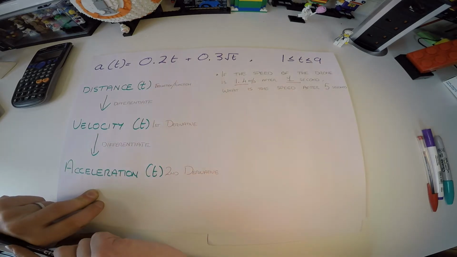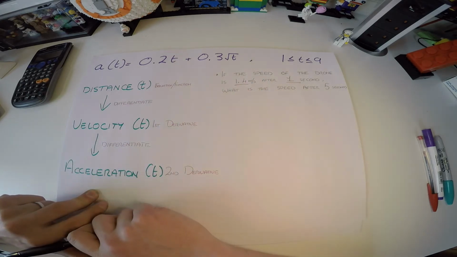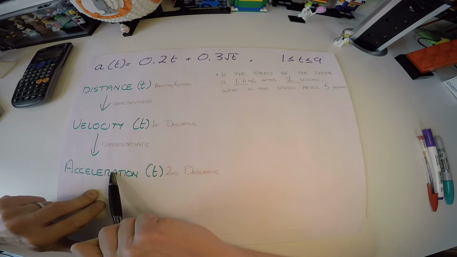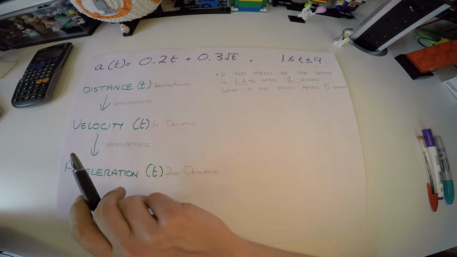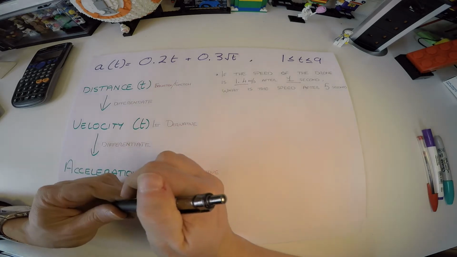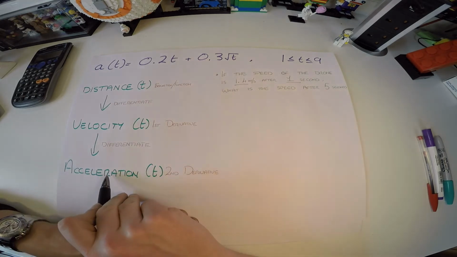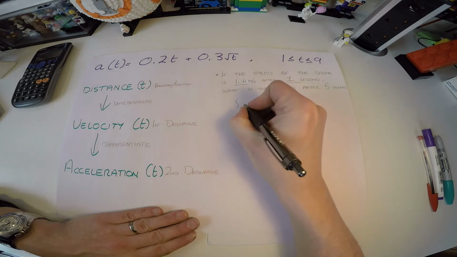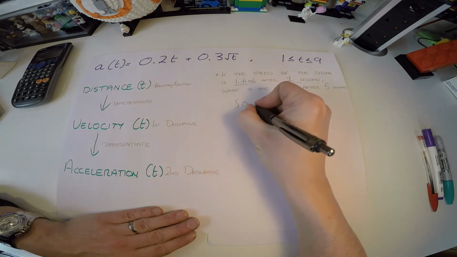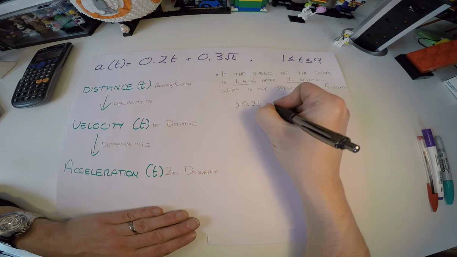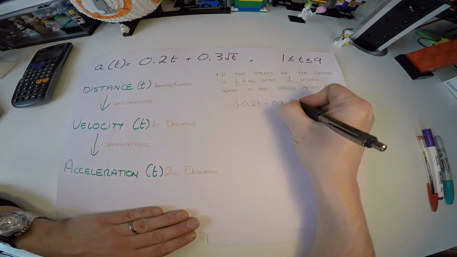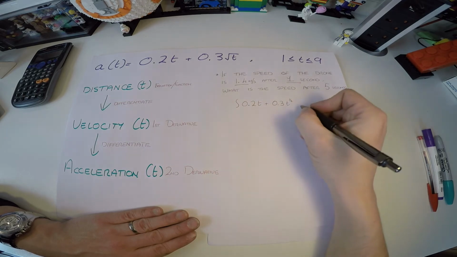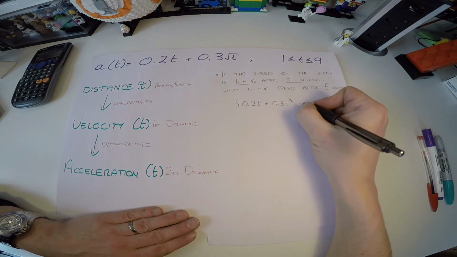We're given the acceleration function. We want the speed function. So we're here and we have to go backwards. What's the reverse process to differentiating? Well, that's integrating. So we actually have to integrate this function to bring us backwards up to a velocity function. So effectively I have the integral of 0.2 t plus 0.3 t to the half. We're not going to write the square root symbol, we're going to put it to the power of a half, and that's with respect to t.